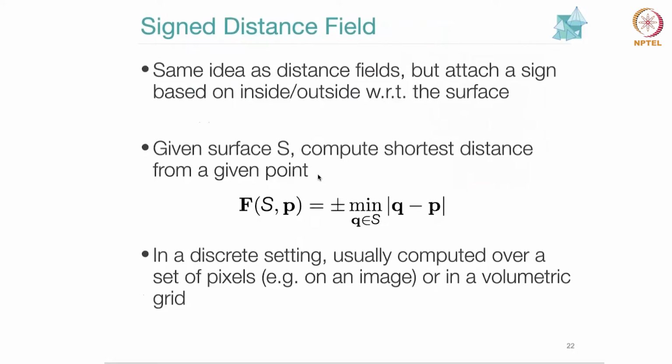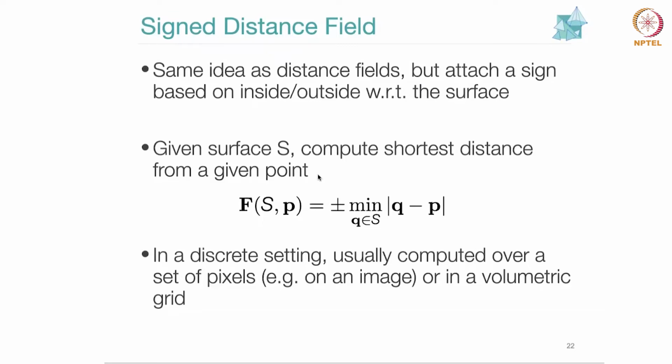Signed distance field, I have already explained. It's the same idea as distance field, but we attach a sign based on inside or outside with respect to the surface. So given a surface S, you compute the shortest distance from a given point, with the same expression, but you need a way to figure out the sign of the distance, right? In a discrete setting, you almost always compute it on a set of pixels, as in a 2D image, or a volumetric grid, which is in 3D. You may also want to compute it over triangles or tetrahedrons.